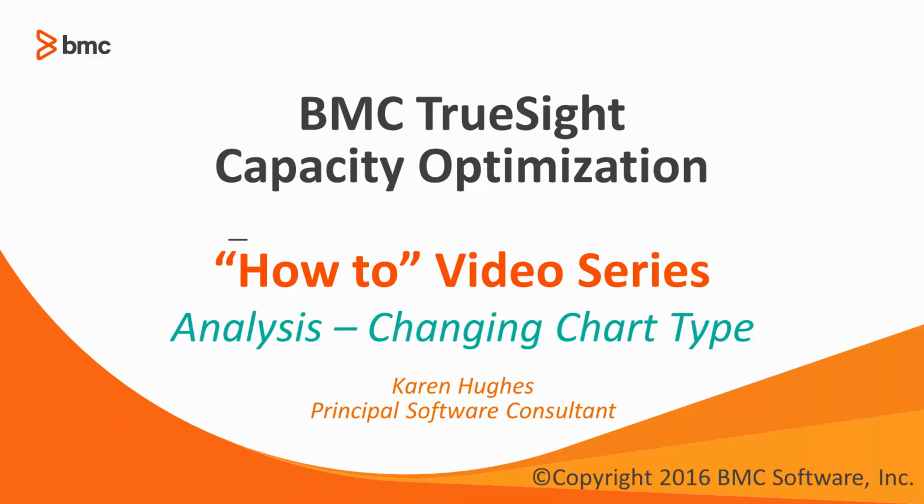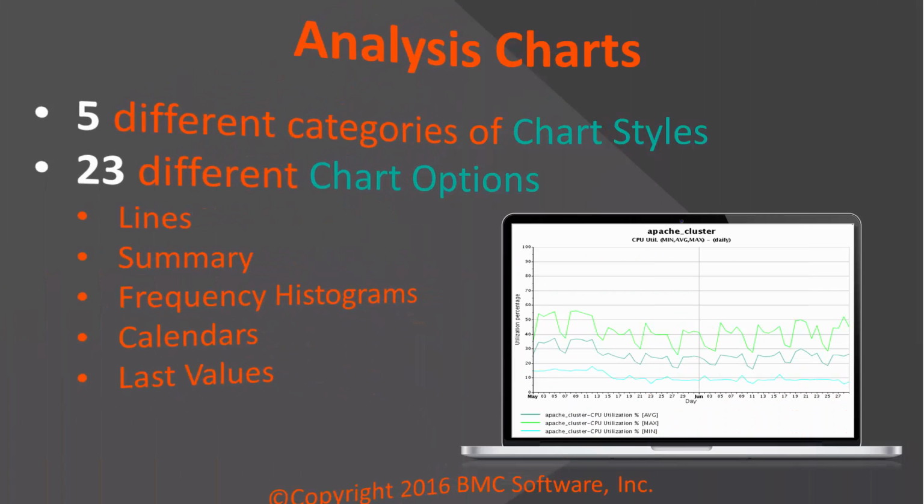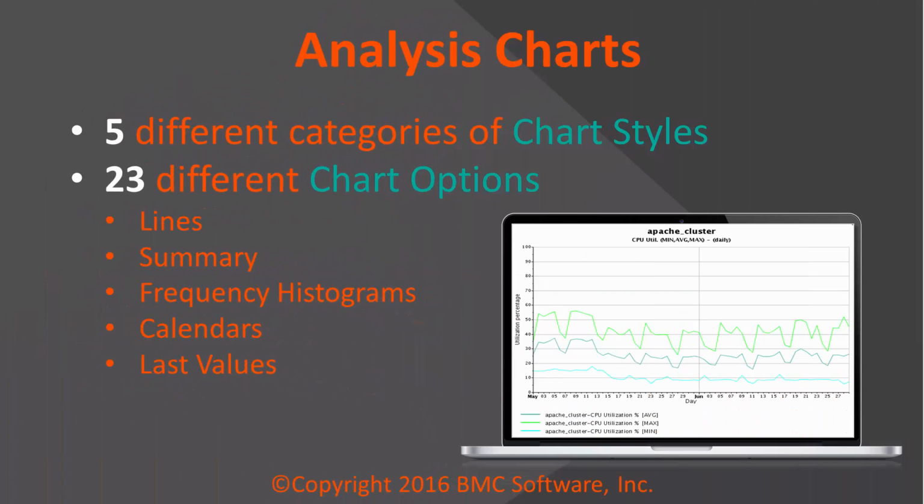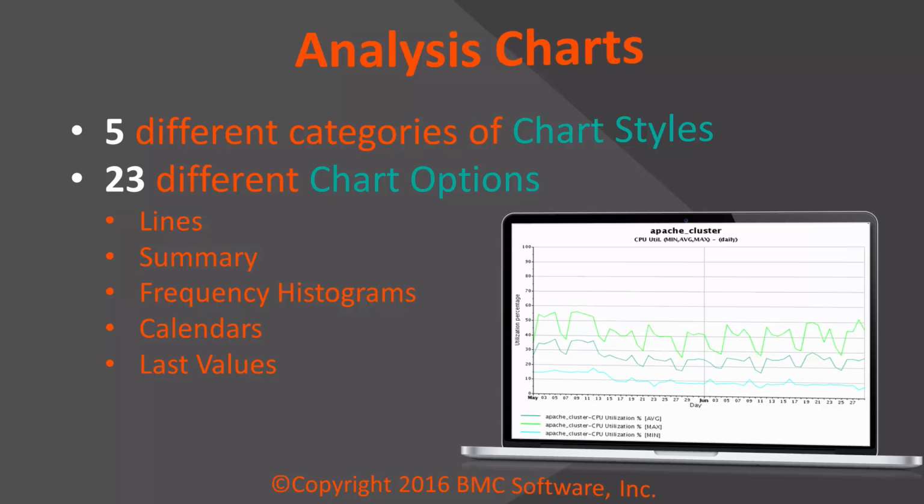In this module, we're going to discuss how you can change a chart type in an analysis as part of the BMC TrueSight Capacity Optimization how-to video series. There are 5 different categories of chart styles with 23 different chart options. This way, you can choose the right chart type to accurately display your data.